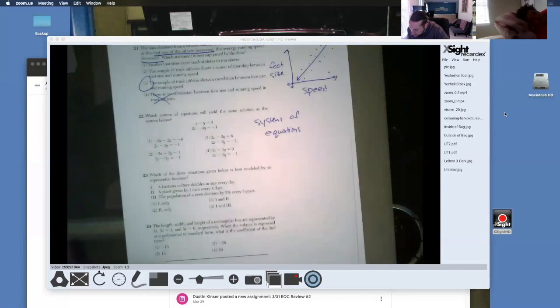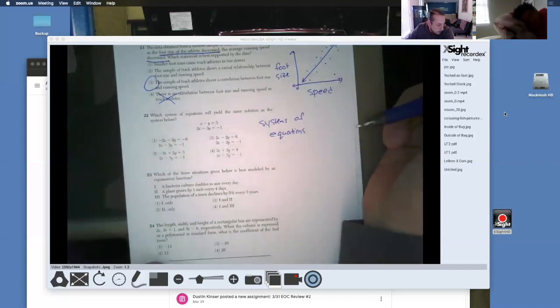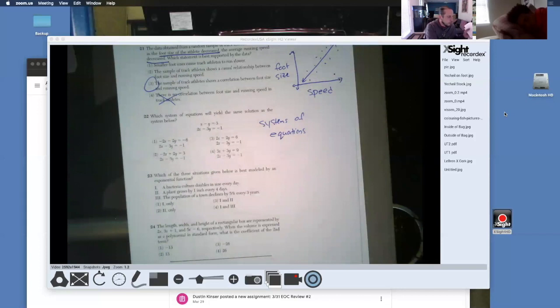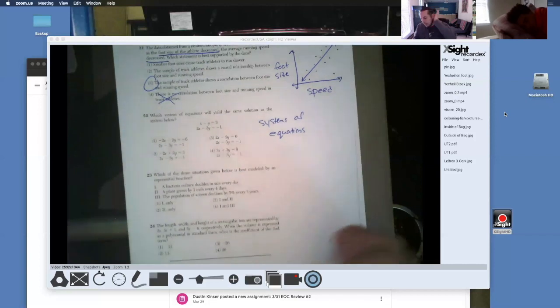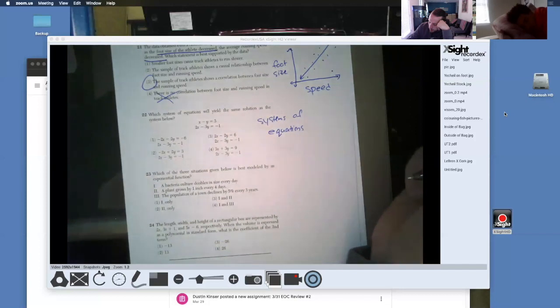Which of the 3 situations given below is best modeled by an exponential function? Number 4 is not right. This is like the assignment we did at the beginning where it was linear or exponential. I remember. I think it's 3, but.